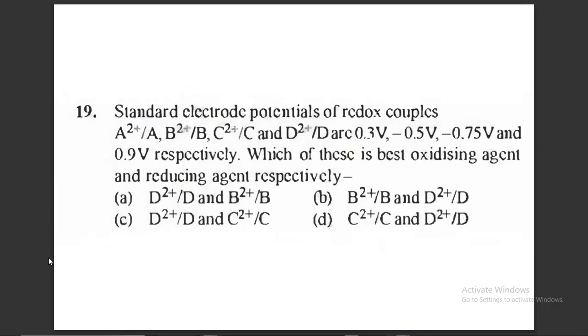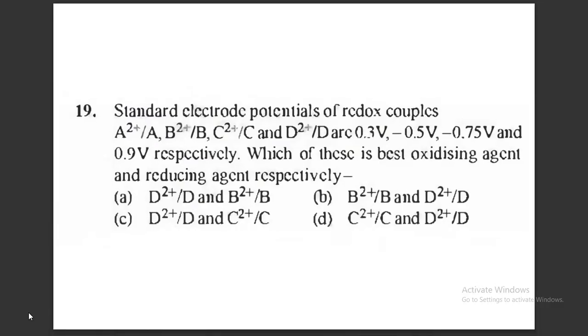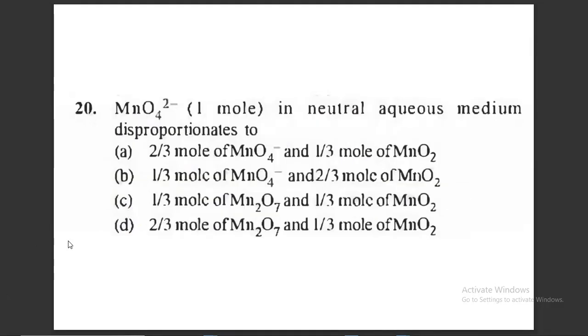Okay, question number 19. Let us see. Standard reduction potentials of redox couples A2+, B2+, C2+, these are all divalent cations, are given as 3.5, 0.75, and 0.9. Which of these is the best oxidizing agent and reducing agent respectively? So the redox couple with maximum reduction potential will be the best oxidizing agent, and the one with the minimum reduction potential will be the best reducing agent. So this divalent D+ and C2 will be the answer for question number 19. Hope it's understood. Let us read question number 20.